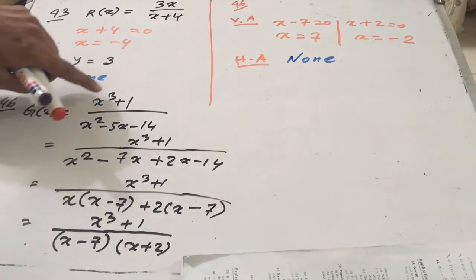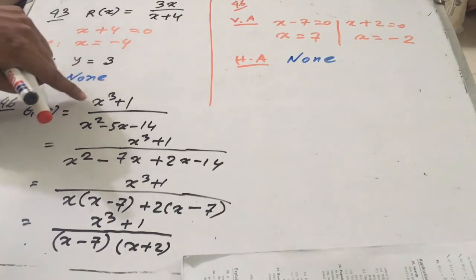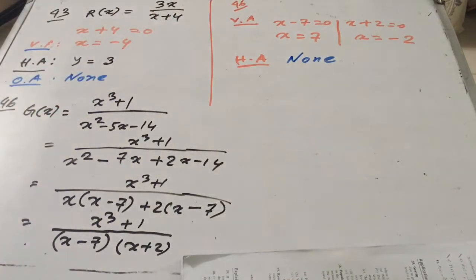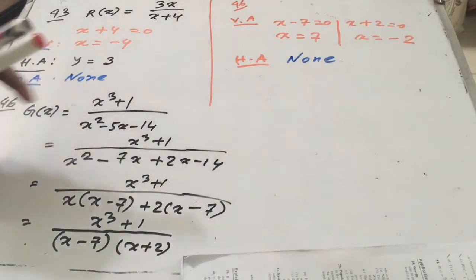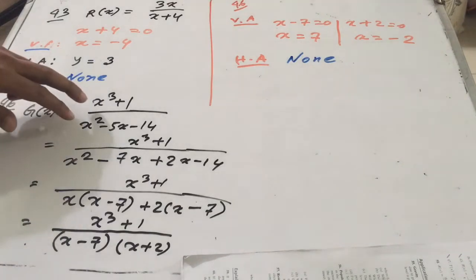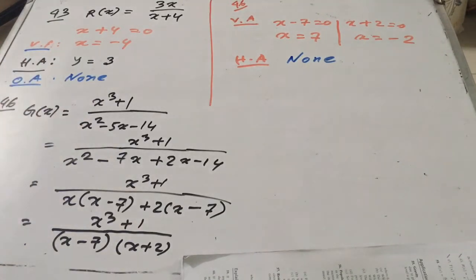Denominator degree is 2, numerator degree is 3, so this is bigger. That's why there will be no horizontal asymptote. But this actually gives us another kind of sense, which is that there will be some oblique asymptote in this question. If you see this kind of thing, then there will be some oblique asymptote for this question.